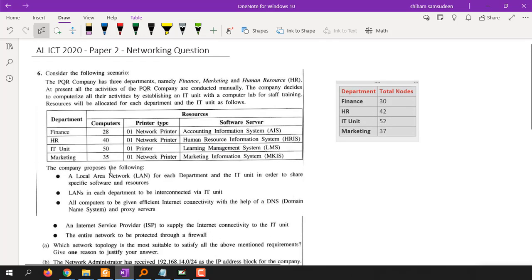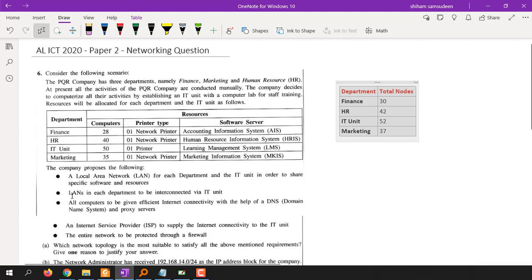The company proposes the following: a local area network LAN for each department and the IT unit in order to share specific software and resources. So company proposes a LAN for each of these departments. So we need to prepare a local area network for each of these departments.